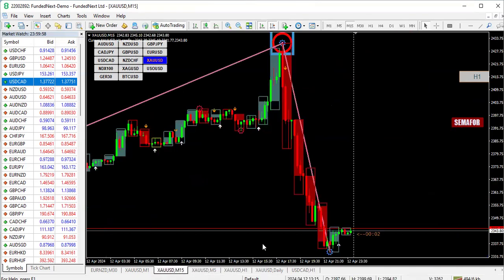Then on the 15 minutes for the scalping, once the daily is bullish and the 1 hour is bearish, you're not going to take a trade on the 5 minutes.